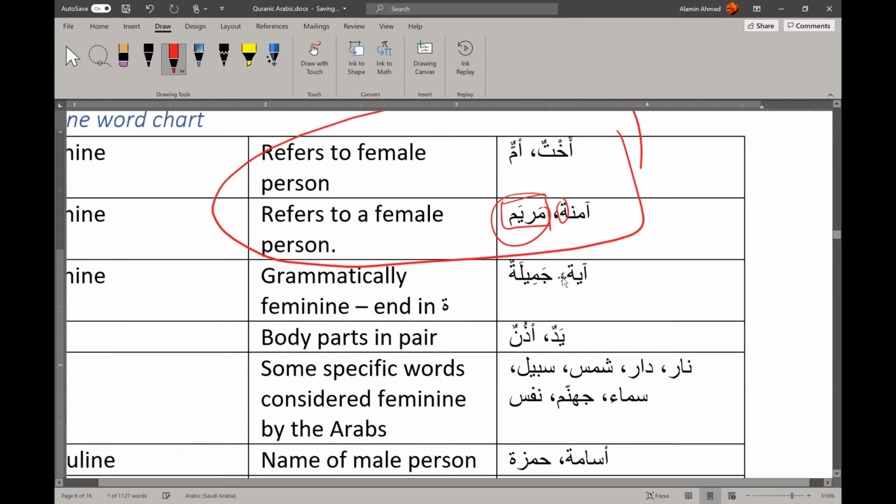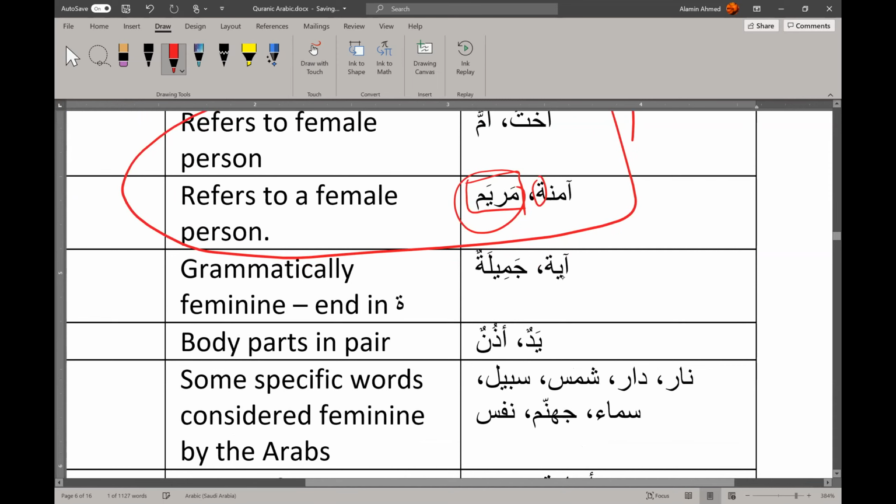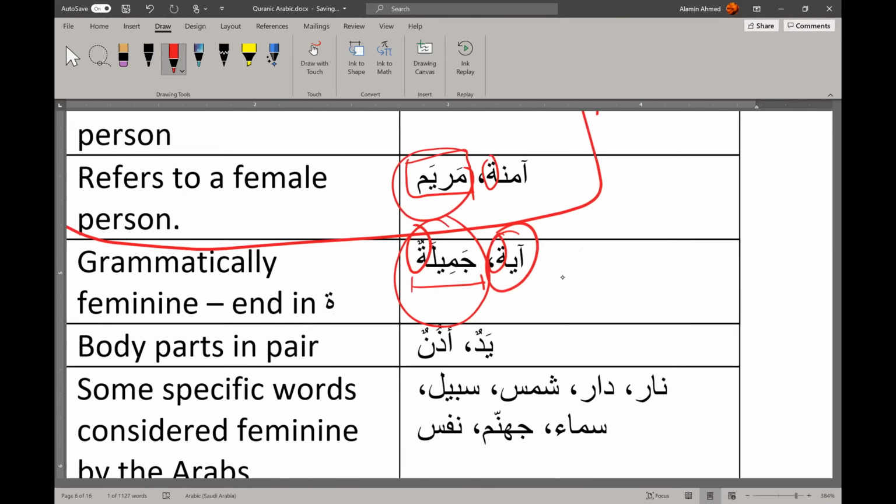Now we have ayatun and jamilatun. Ayah we already talked about is a verse, and you see we have a tamarbuta. Let's just say we don't even know what jamila means. It ends in tamarbuta, so we consider it what? Female. Jamila means beautiful.